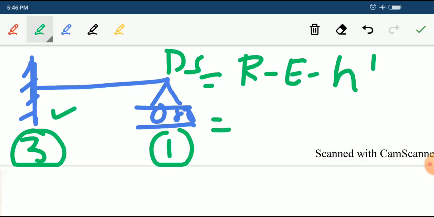For fixed support 3, and for roller support 1. So here you are getting 4 reactions. And next, the number of static equilibrium equations is 3: summation Fx is equal to 0, summation Fy is equal to 0, and summation M is equal to 0.